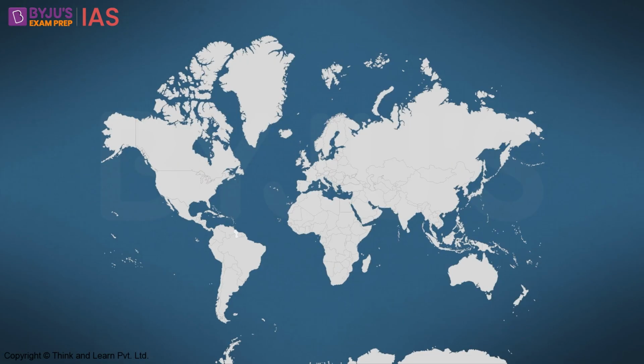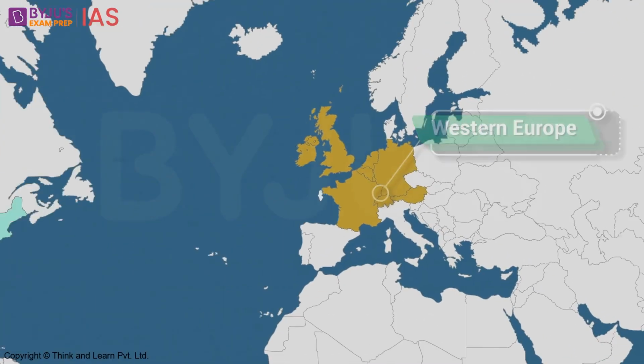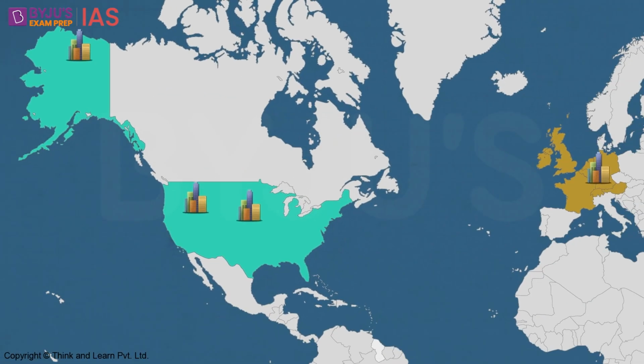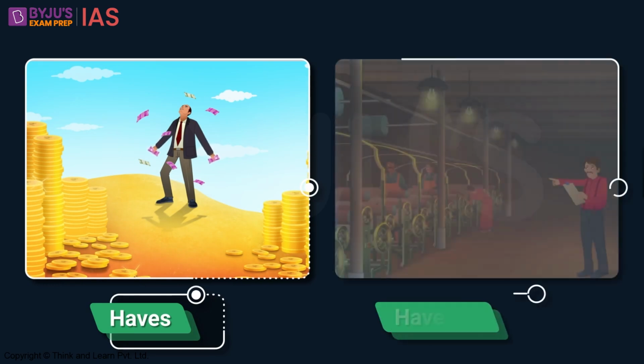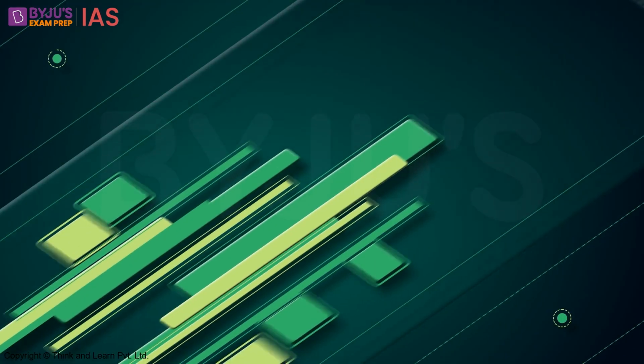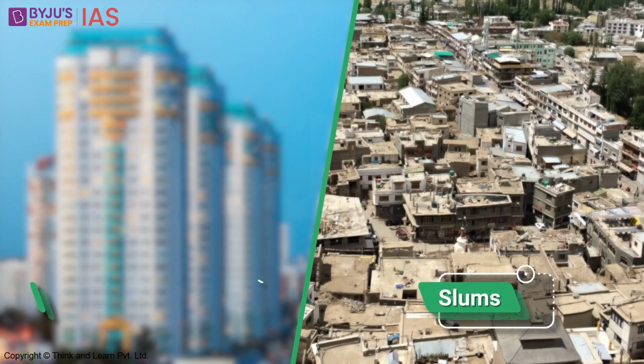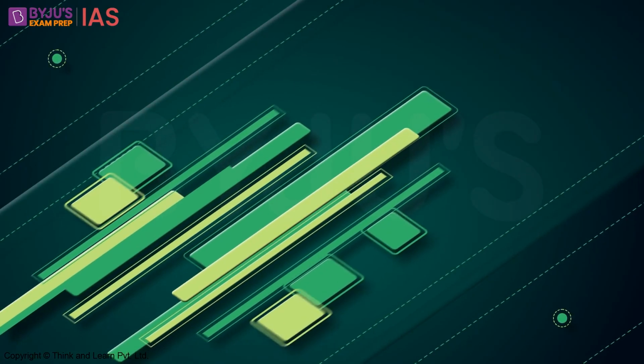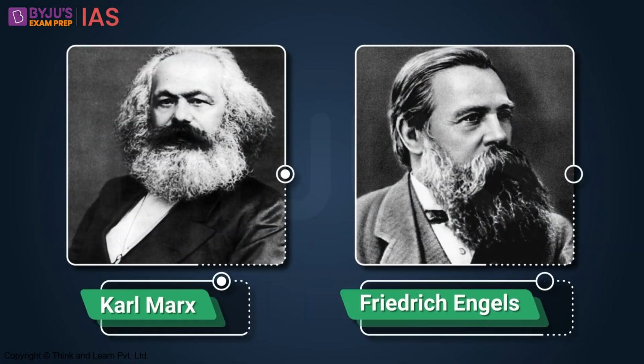The rise of socialism in modern times is rooted in the drawbacks of capitalism. The prevalence of capitalism in the Western European countries and the United States led to large-scale urbanization, industrialization, and economic growth. But at the same time, it magnified income disparities between the haves and have-nots, leading to the proliferation of slums and high-rise buildings at the same time. It is in this backdrop that socialism, or say communism, emerged, courtesy Karl Marx and Friedrich Engels.